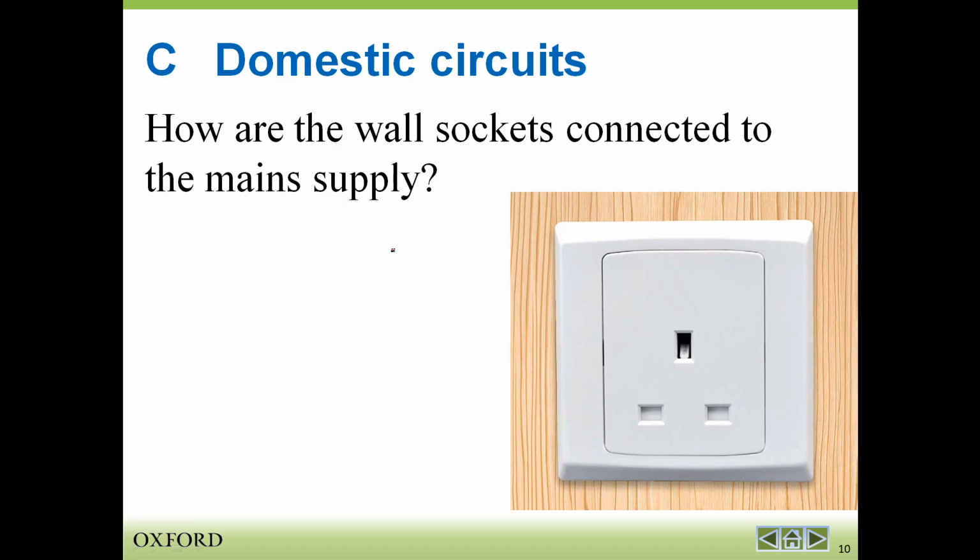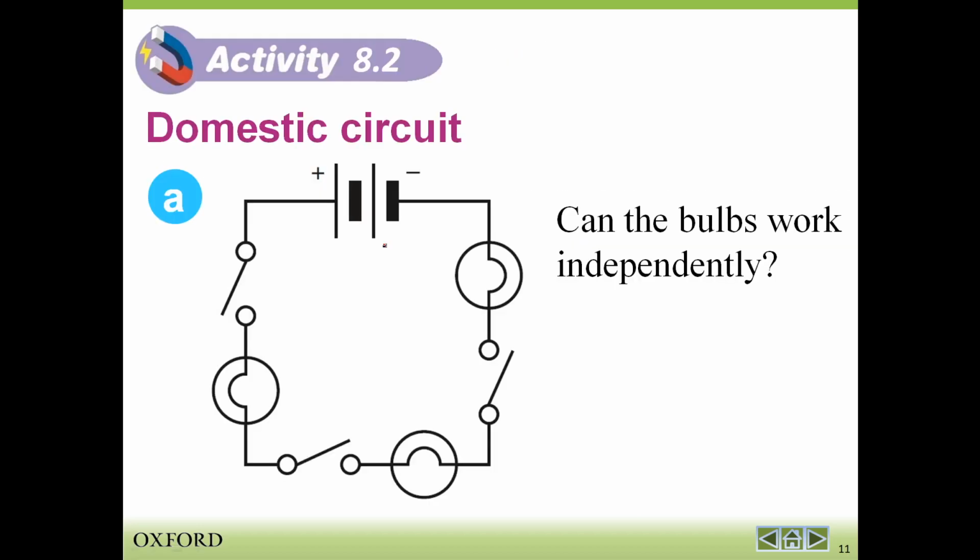Then how can it connect to our mains supply? Our electrical appliances will connect in series, that means connect one by one, or connect in parallel. Let's take a look at this diagram first.